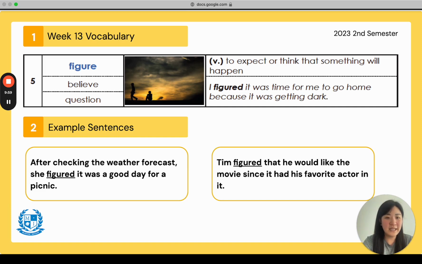Example 2. Tim figured that he would like the movie since it had his favorite actor in it. A lot of people say they like Tom Cruise, right? Tom Cruise had all these movies before and we really liked it. And now Tom Cruise has this new movie. And you're like, I think I will like that new movie because, you know what, I like that Tom Cruise. So you think that you will like it. Everyone say figure.